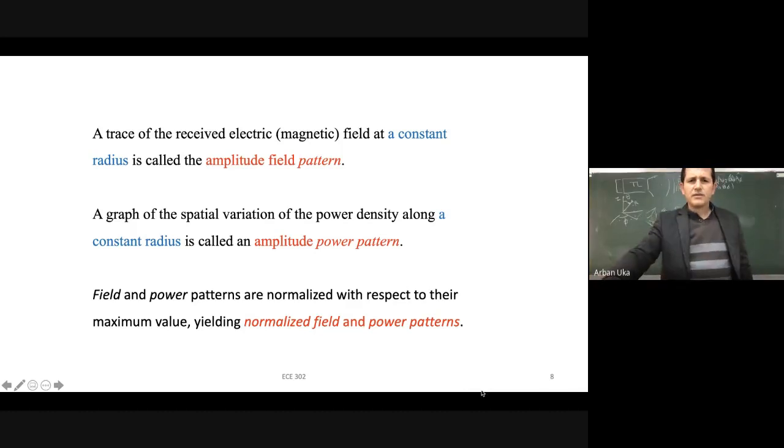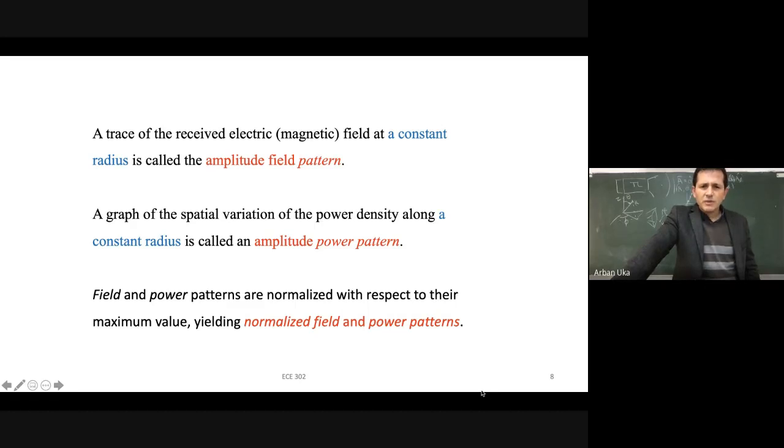Now, regarding the patterns that can be created by the antenna, we have the amplitude field pattern, the amplitude power pattern, and the normalized field and power patterns. The first one is a trace of the electric field, most of the time, at a constant radius. The second one does not include the electric field amplitude, but it includes the power density. We know that power density is proportional to the magnitude of the electric field squared, because we have E squared, it is proportional to the power.